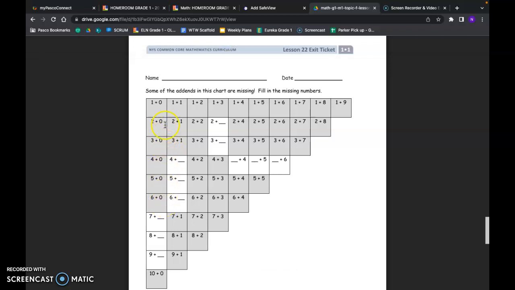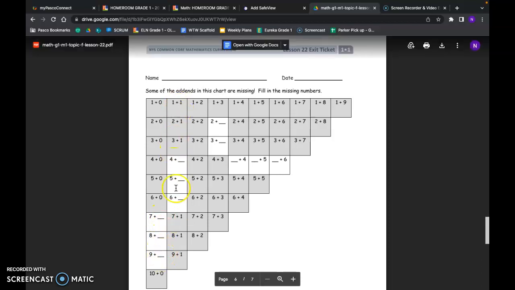Do you remember what pattern you see in this row? I hope you said that all of these are adding a 0. Remember that word add-in? That means what is being added. So all of these have an add-in of 0. So what do you think goes in these three boxes?